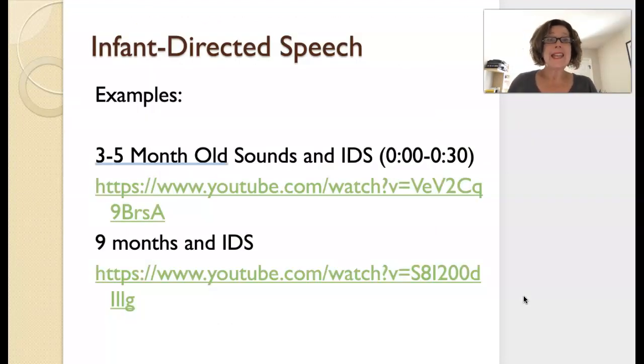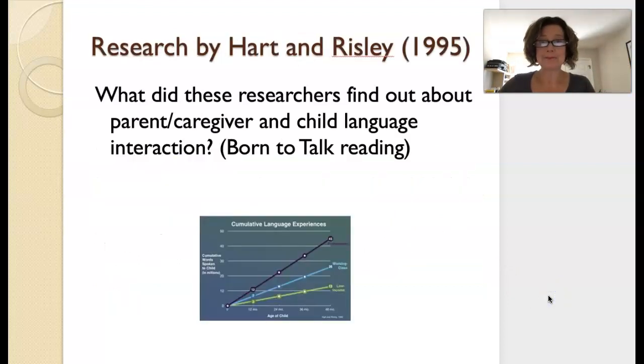Okay, again, just to give you an idea of this in reality, go from 0 to 30 seconds. That's all you need to do in this one, about a mother talking to a 3 to 5 month old, and then a 9-month-old. Listen to the father and this little baby, and listen to how the baby is reacting to the father's sounds that he's making.